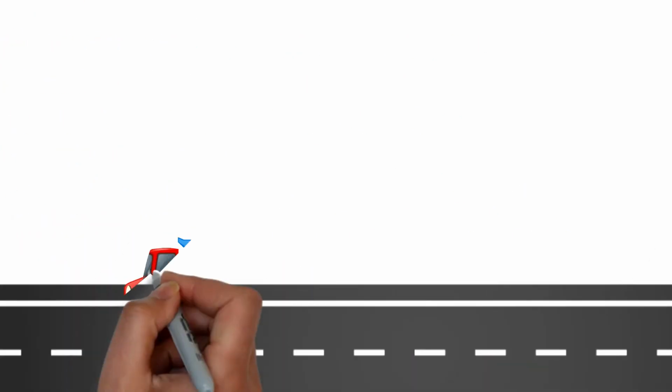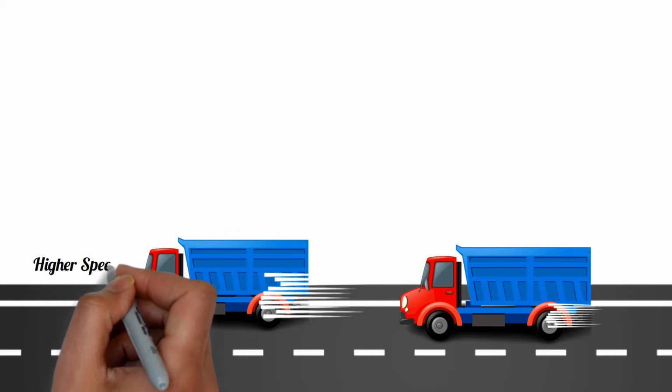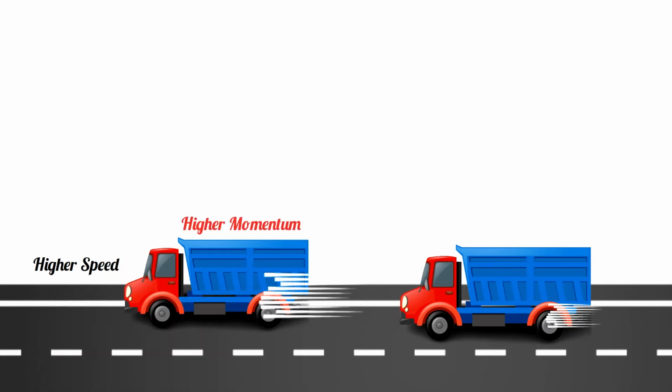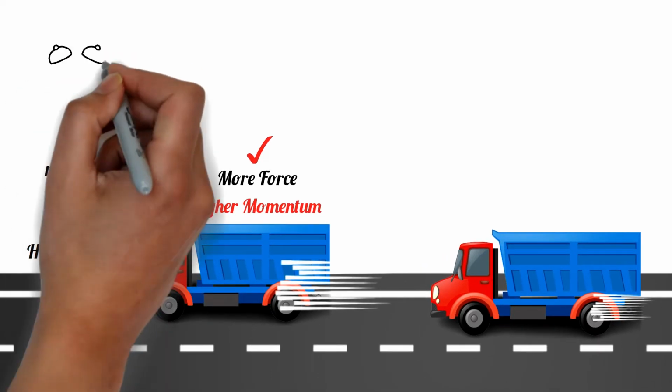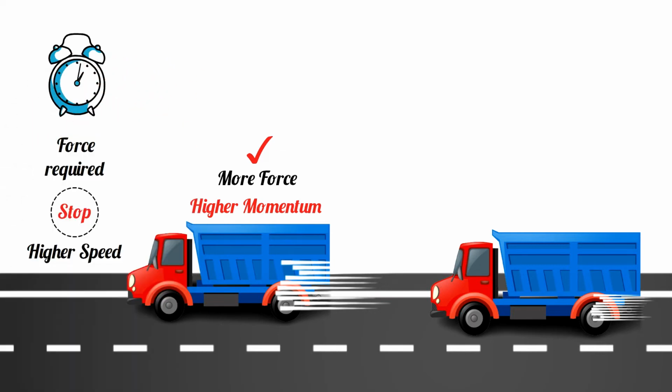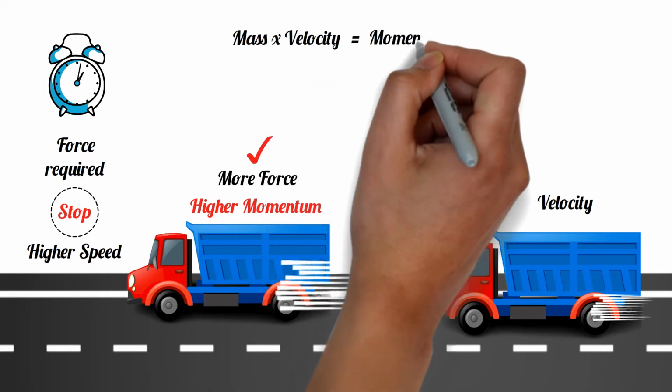Consider again that the two trucks have the same mass, but different velocities. In this case, the higher the speed of the truck, the higher its momentum. Now, if we want to stop the truck at the same time, more force must be applied to the faster truck than the slower one. So we see that the amount of force required to stop an object in a given amount of time depends not only on its initial velocity, but also on the combination of its mass and velocity, that is, its momentum.